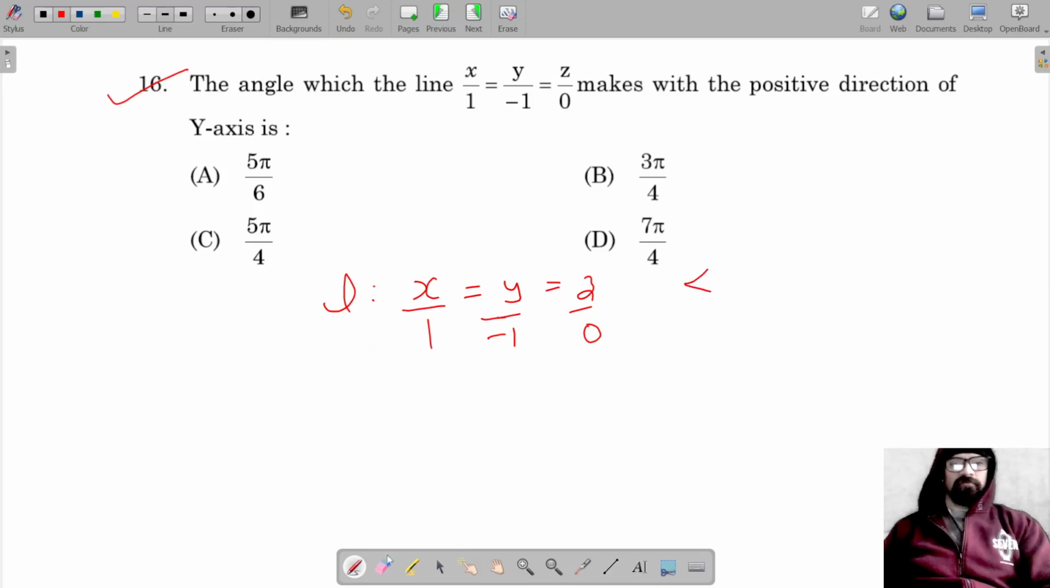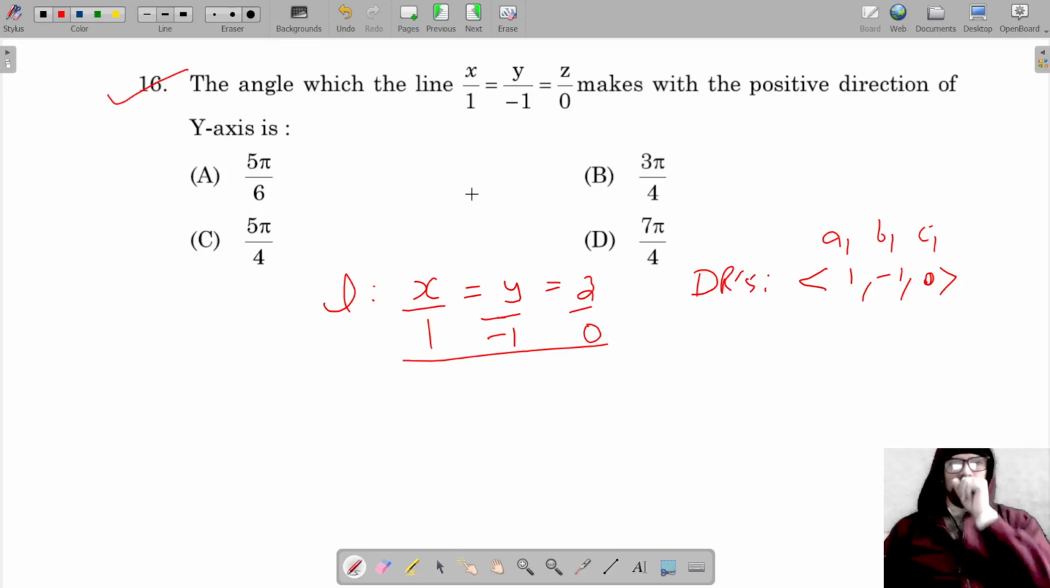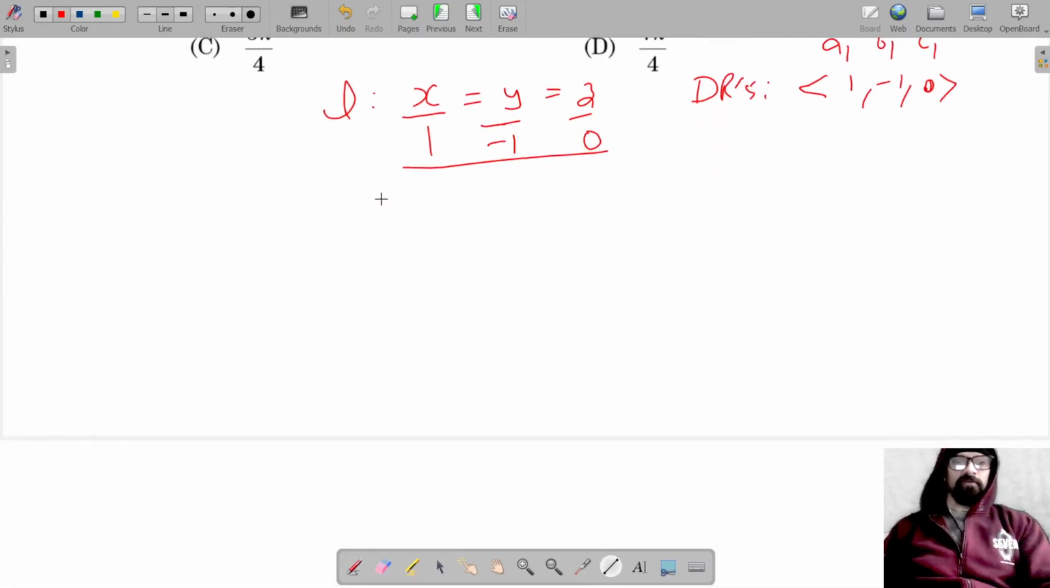The direction ratios of this line are 1, -1, and 0. If we compare this with the standard Cartesian equation of the line, this is A1, B1, and C1. These are the direction ratios of this line. Now the angle which a line makes with another line, and the other line is the y-axis. So let's find out the direction ratios of y-axis as well.